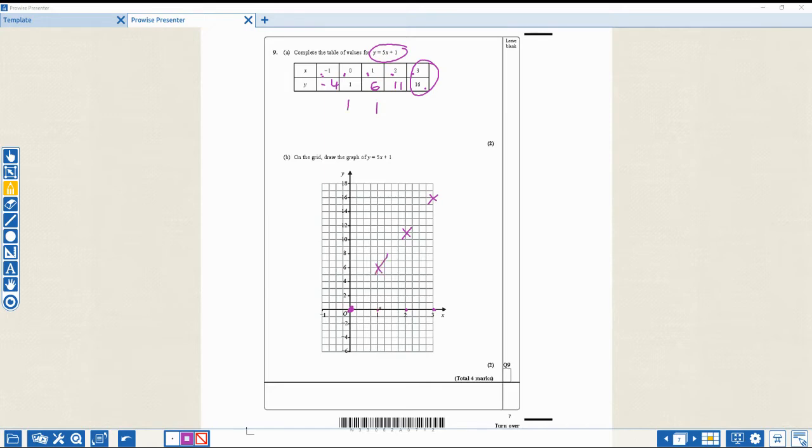Then we'll go to this coordinate here, which is 0, 1, so stay at 0, doesn't go anywhere left or right, and it goes up to 1, and then finally we've got minus 1, minus 4, so start in the middle, we go 1 to the left this time, then down to 4, get out your ruler, join them up in a nice straight line, and that's the straight line for y equals 5x plus 1.